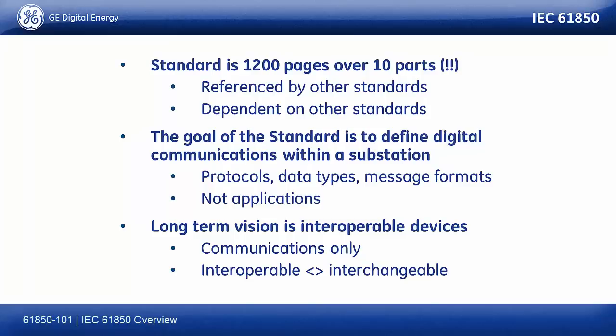Now, the important thing to remember is interoperable and interchangeable are different things, and the standard is clear on this. The standard clearly states the goal is interoperability of devices within the terms of 61850, not interchangeability, and you'll never see truly interchangeable devices. If you look at a protective relay, all the communications pieces and the protection pieces that are based on 61850 will be interoperable among devices, but the relay is still going to contain protection functions and user logic configuration that's not defined by 61850. That is not going to be interoperable, and it's not going to be interchangeable with other devices of the same type.